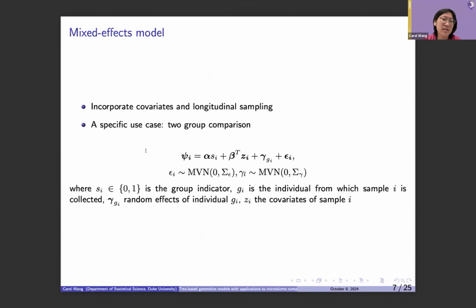And also, as mentioned before, it is important to be able to incorporate the design features such as the covariates and the longitudinal sampling. And we do this by using a mixed effects model, basically linking the log odds with the covariates. And given this basically multivariate generalized linear model formulation, we can also do commonly useful tasks like two-group comparison. Let's say comparing the microbiome compositions between the case and control subjects.